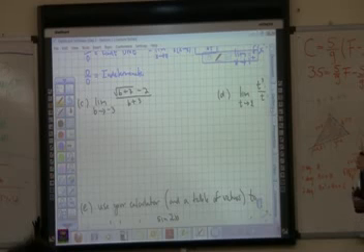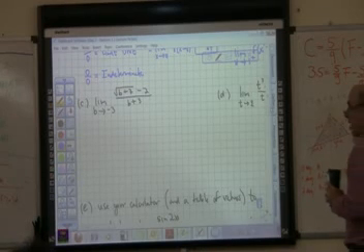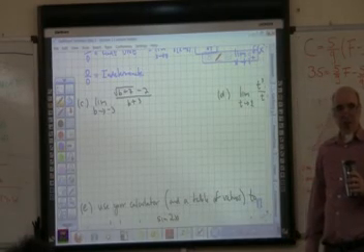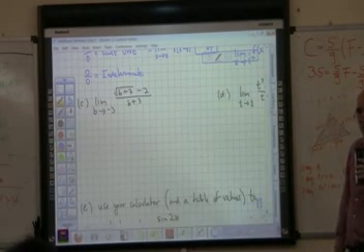Remember what you're going to have to do. Remember, we're not asking what happens when B is 3. We're asking what's happening when B is getting closer and closer and closer to 3.